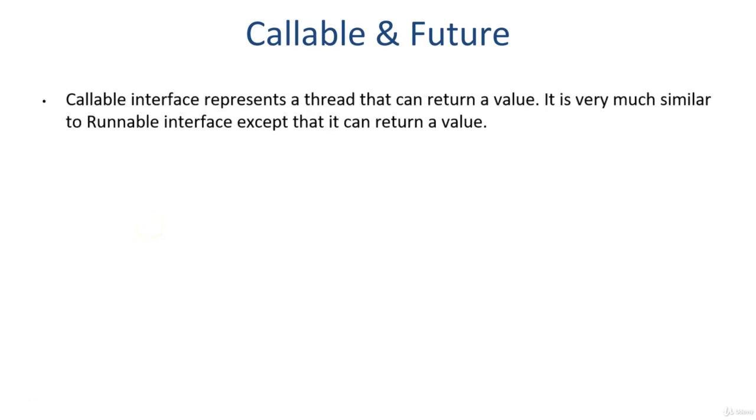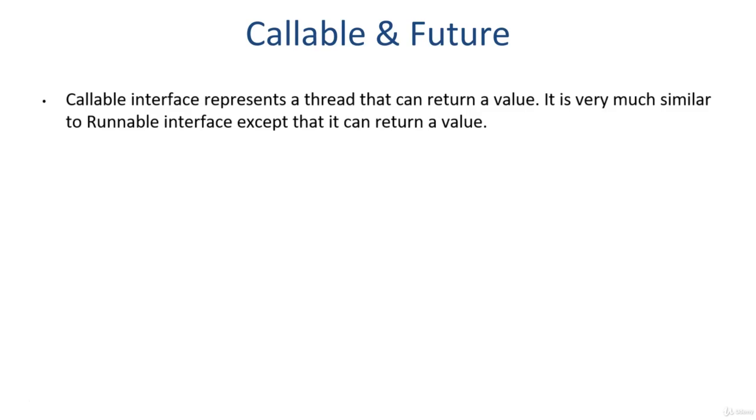In this video, we will discuss Callable and Future. The Callable interface represents a thread that can return a value. It is very much similar to the Runnable interface except that it can return a value. So the main difference between Runnable and Callable is that Callable returns a value.